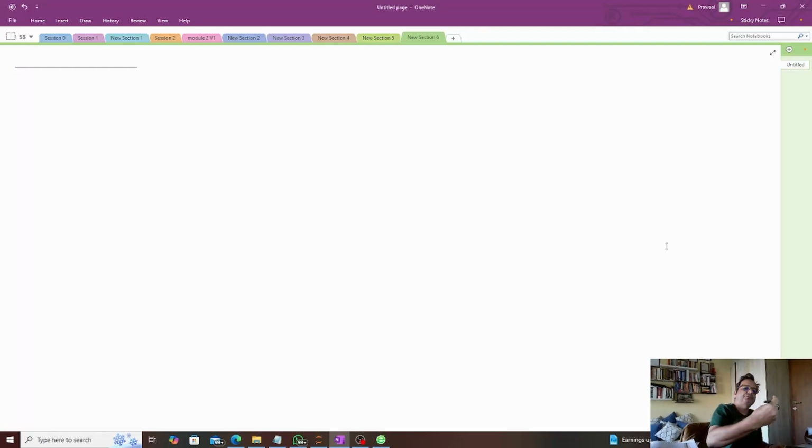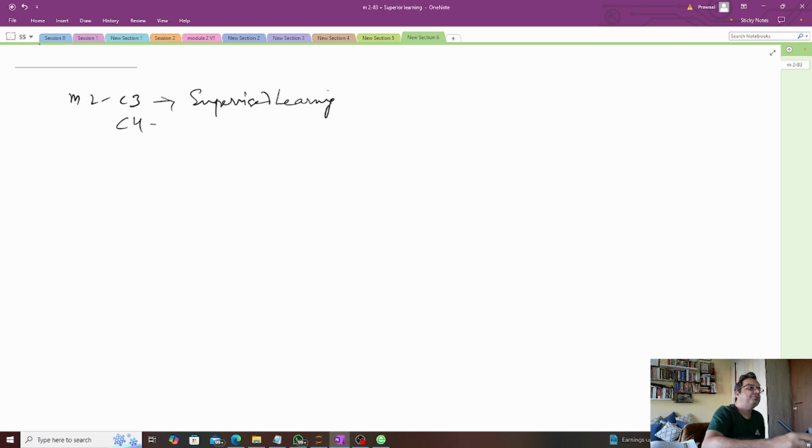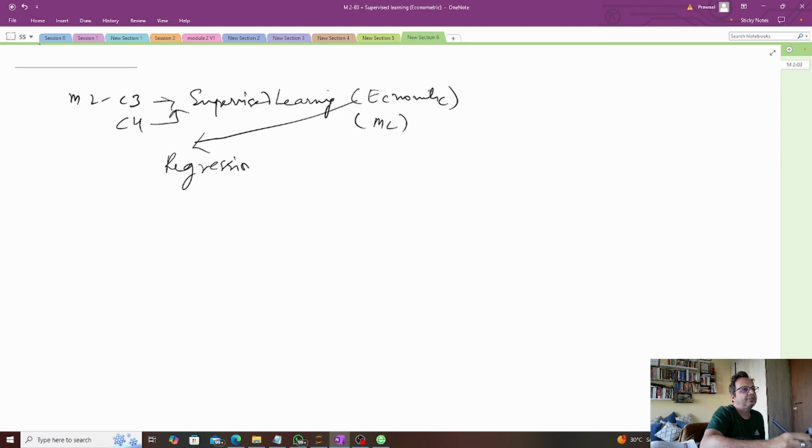Get going. So we are in module 2 chapter 3 and we talk about supervised learning. In fact, chapter 3 and chapter 4 both of them talk about supervised learning. Chapter 3 talks more about econometric methods and chapter 4 is going to talk about more ML methods. So in econometric methods in chapter 3, today we'll talk about regression, and then we also talk a little bit about classification.